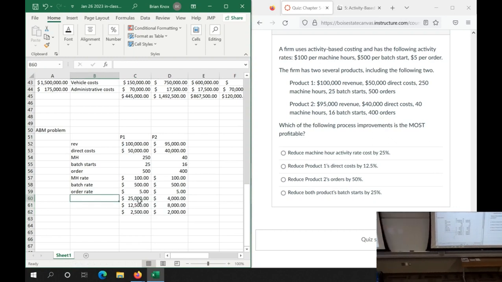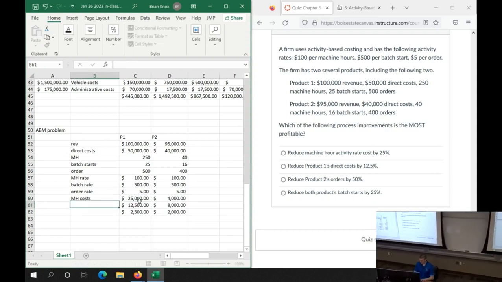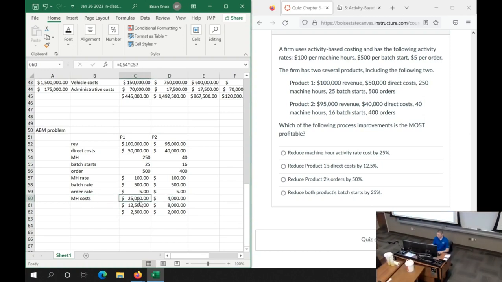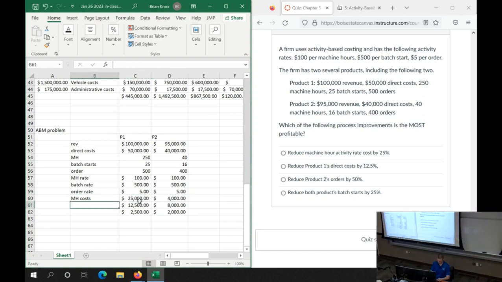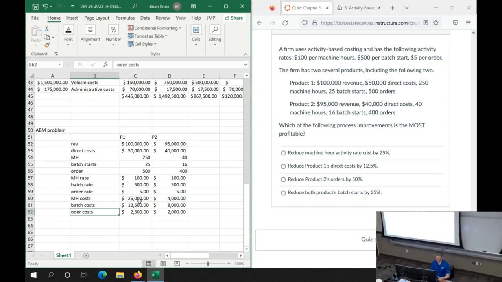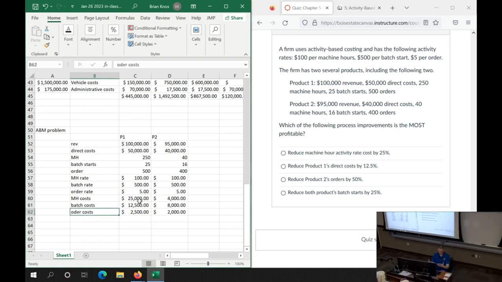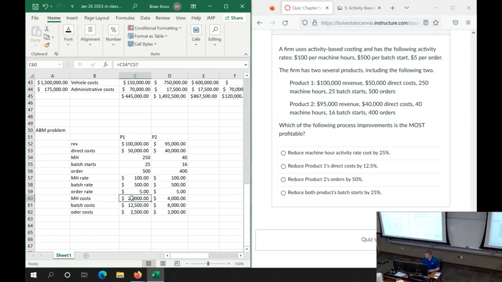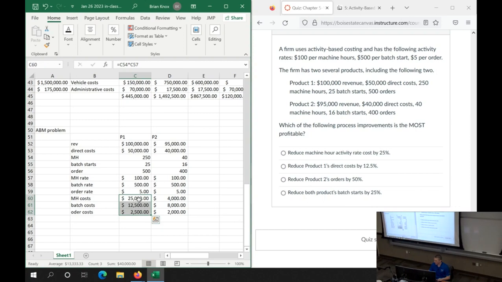So now we have MH costs associated with machine hours. This is the amount of overhead allocated to product one and product two based on their consumption of machine hours. Batch costs and order costs. I hope I'm summarizing this in a way that makes sense. It runs parallel to exactly what we've done in the past. Maybe I'm using slightly different words, but the ideas are the same. So in total, this is our overhead. This is the overhead allocated to product one.